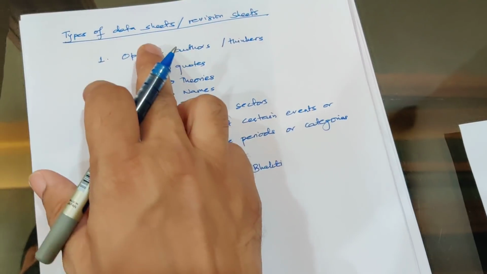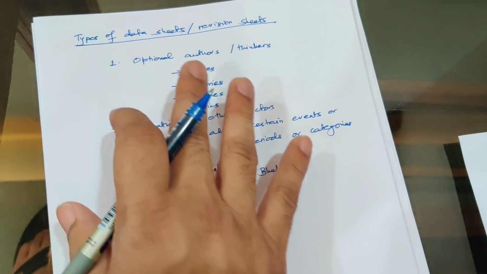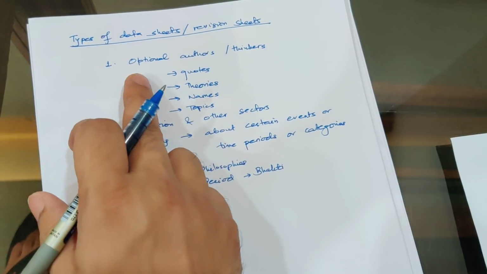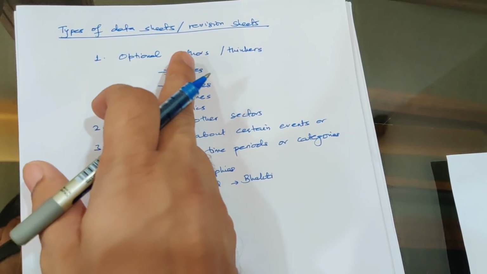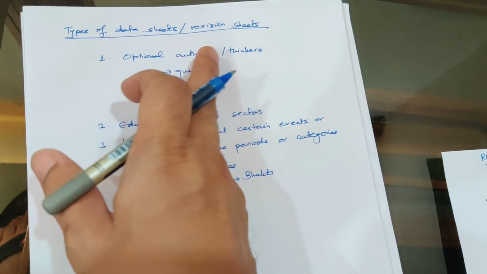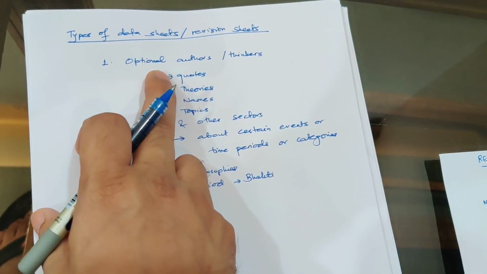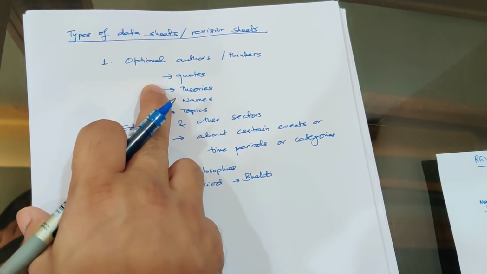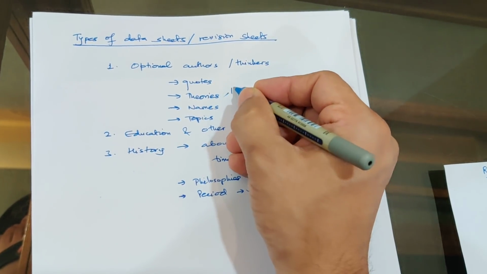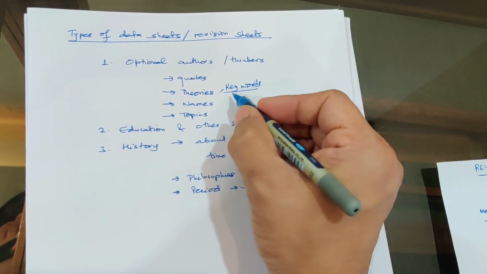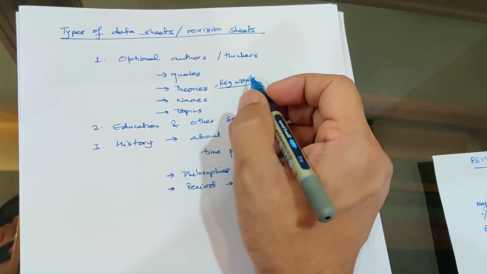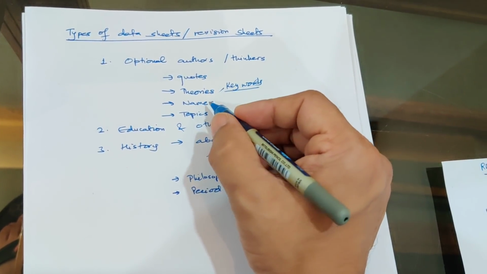The second thing I'm going to tell you is what other kind of data sheets you can have. You can have data sheets or revision sheets for your optional also. For various authors or thinkers that are given in our optional, you can make data sheets for their quotes, their theories, and the major keywords and concepts in 2 to 3 lines, so that you can remember them. I used to do this for my optional, management.